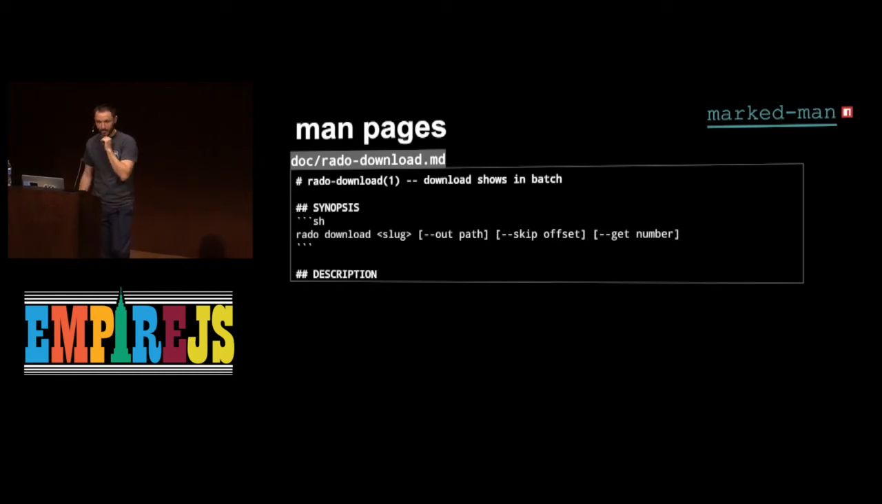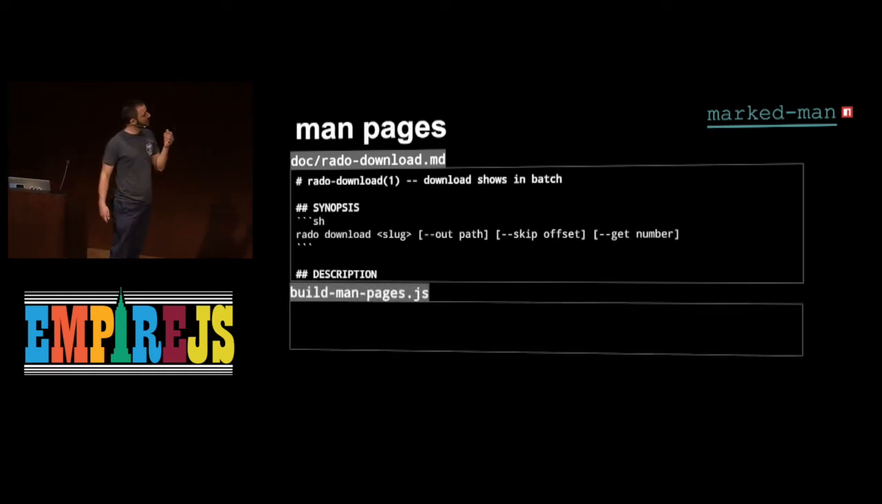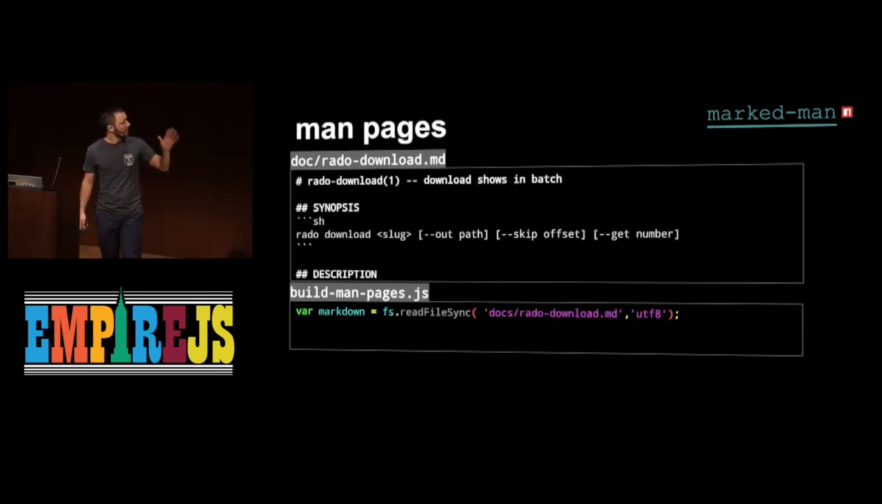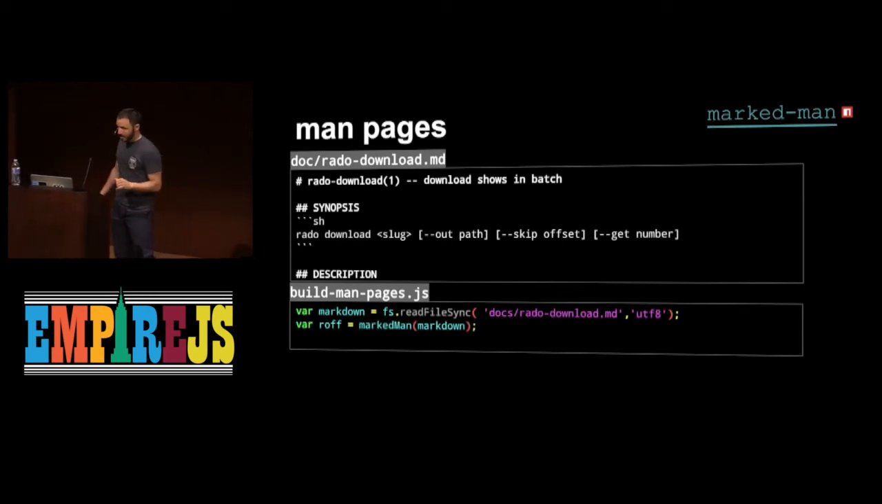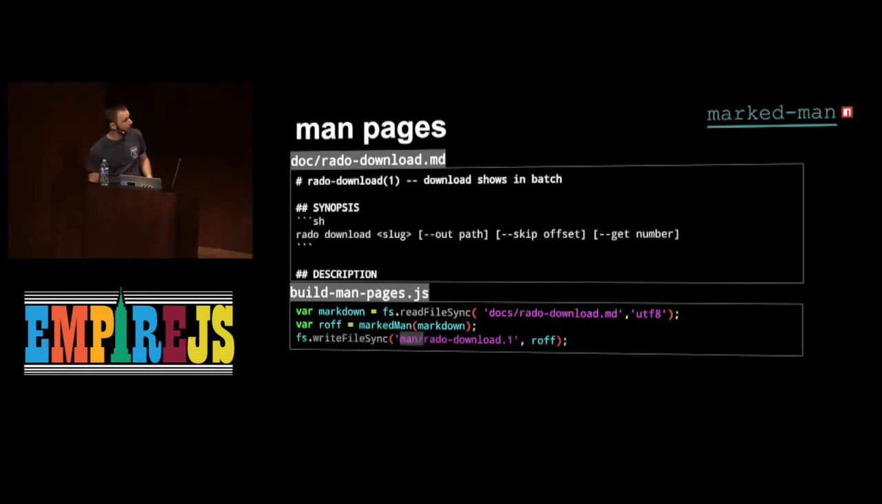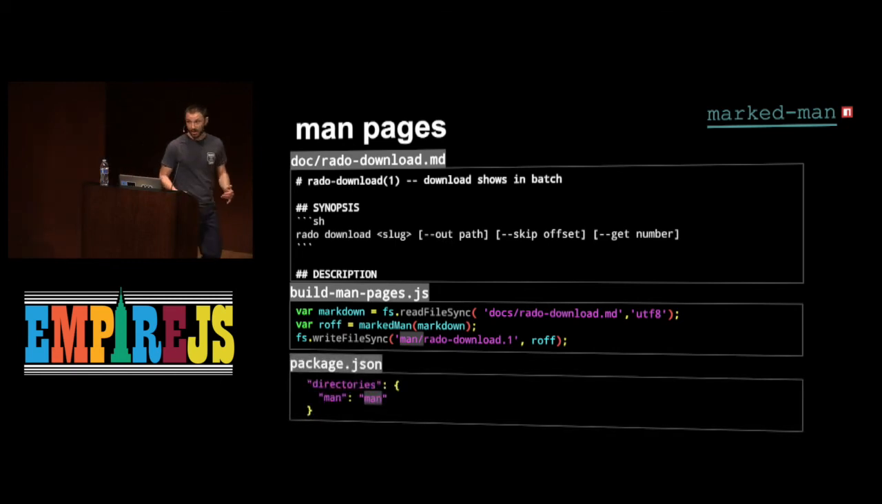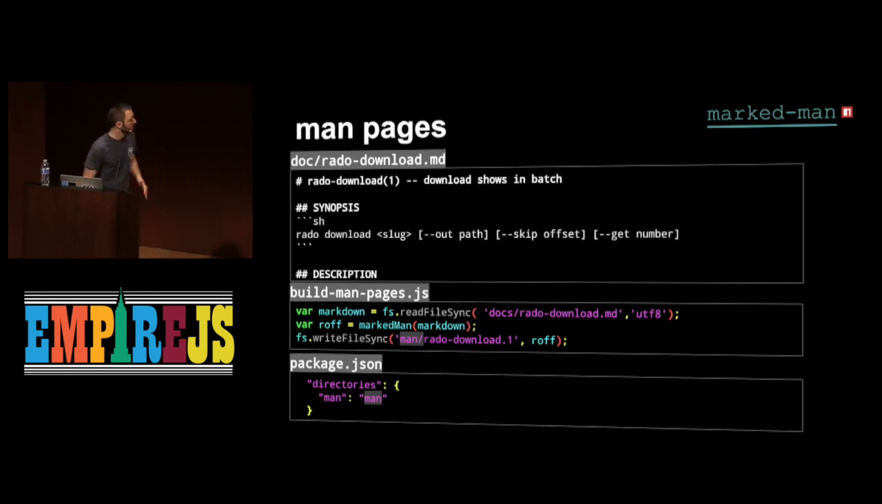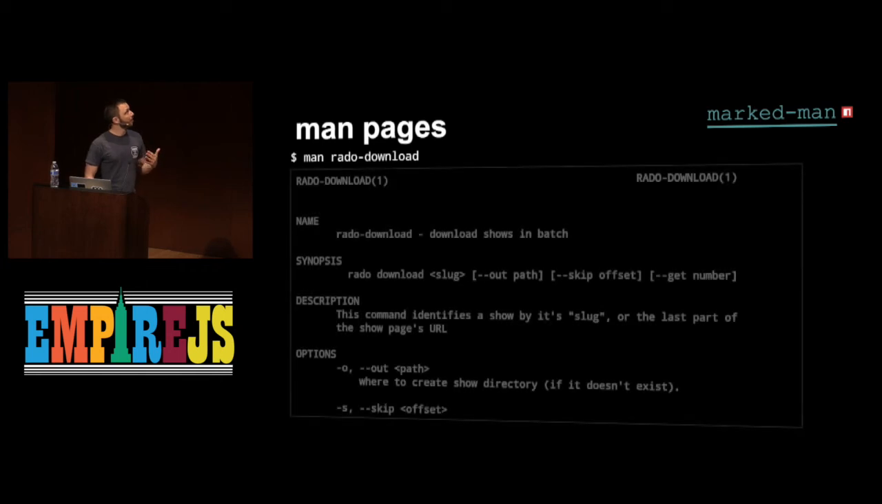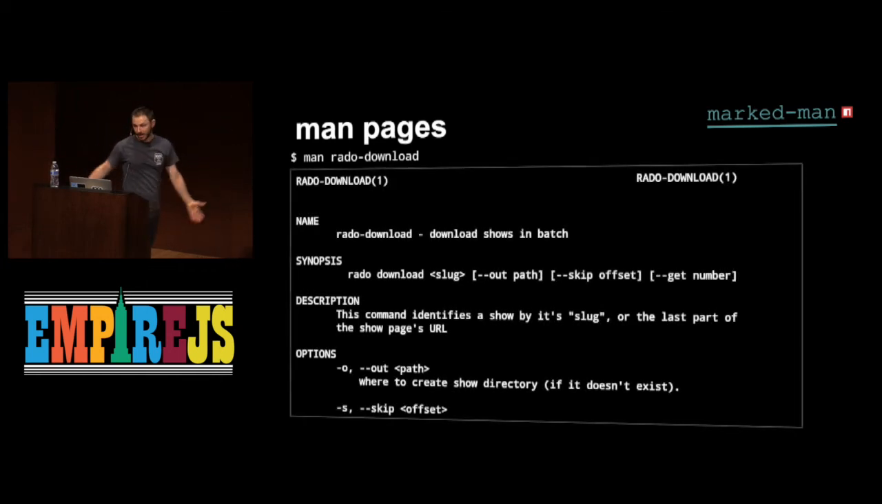So we have a script to build these things into man pages. It's very simple. We read the markdown, we run it through, we convert it to ROFF, and then we write the man file format, the ROFF, to the man directory. Finally, we just have to tell npm where these man pages are, so when npm installs, it will know to link all these man pages. So once we do that, and once we npm install this tool, then when we run man Rado download, we get this nice, pretty man page, and we look super professional and great, and that's awesome.